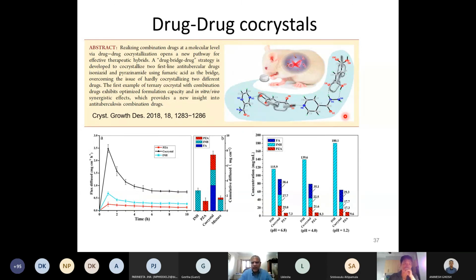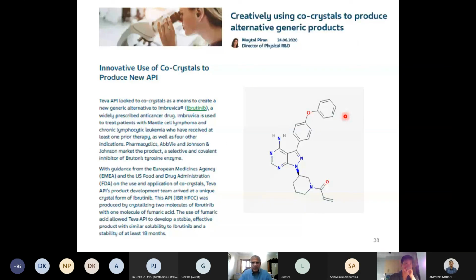This is just to flash a few slides. It's not really to go into details. This is an example from one of the companies, which I'm sure those who are from the pharmaceutical industry will be aware, where this anti-cancer drug, the best combination was developed by Teva using the fumarate salt, which is to improve the stability of the ibrutinib drug.